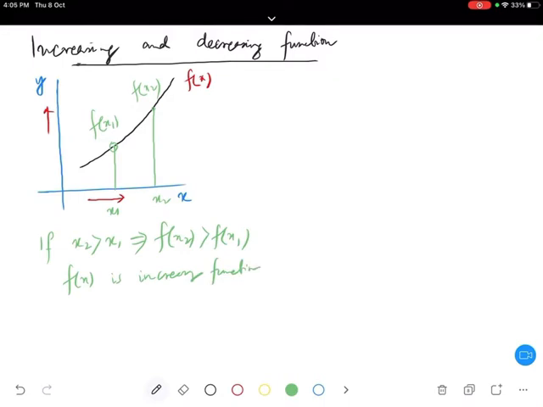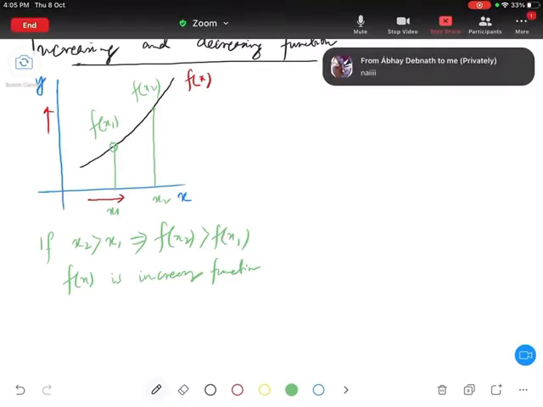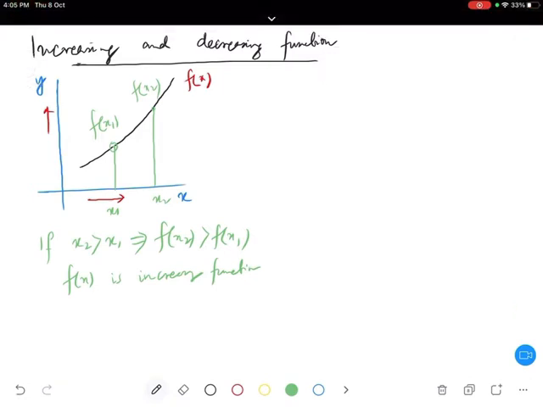समझ में आया? Have you got it? Yes or no, guys? Please tell me. Have you got it? Why it is called increasing function? Am I clear? Understood? But look, increasing function का मतलब क्या है? What do you mean by increasing function?